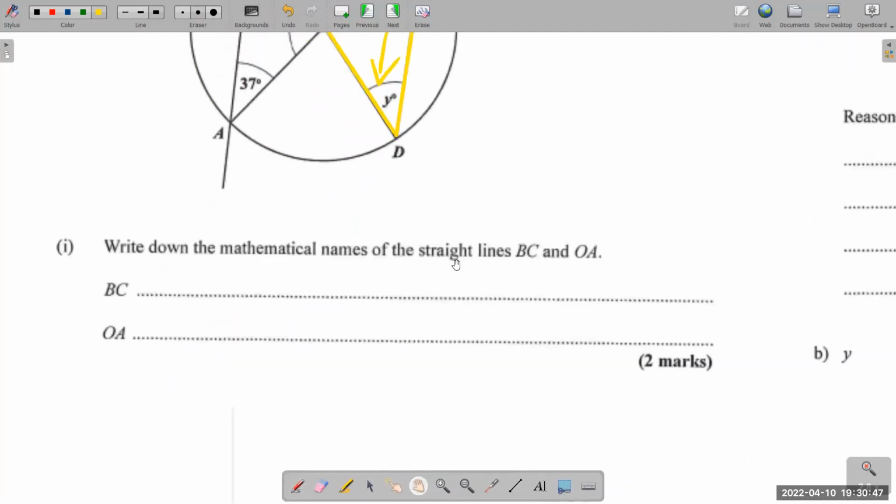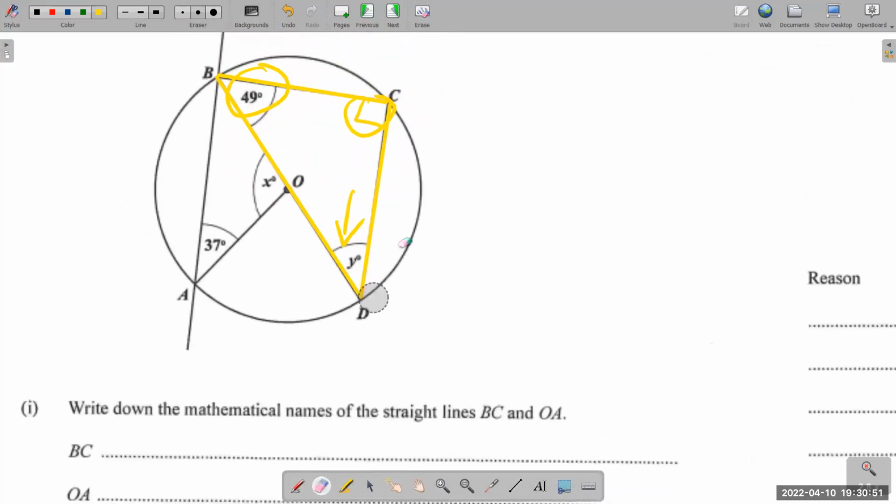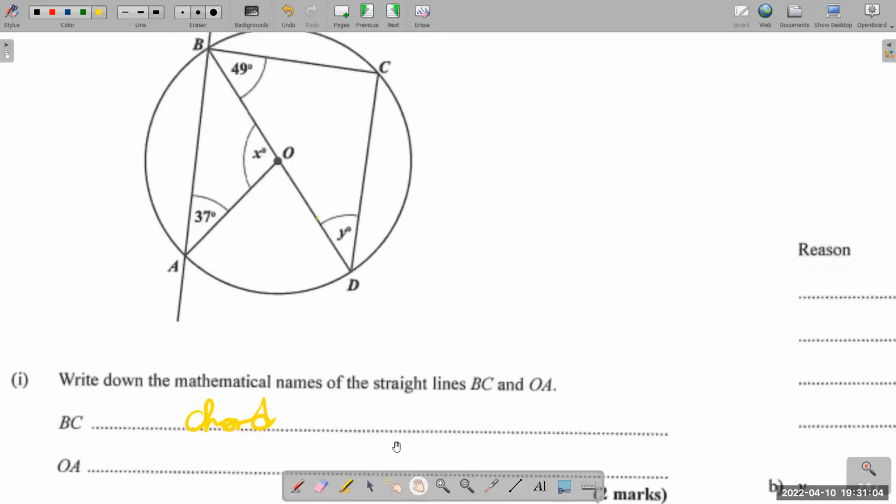Write down the mathematical names of the straight lines BC. Oh, I like that. What's the name of BC? Let me see who remembers. What do we call BC? What's the line called BC? Excellent, guys. Very good. Chord. Very good. What's the line OA?